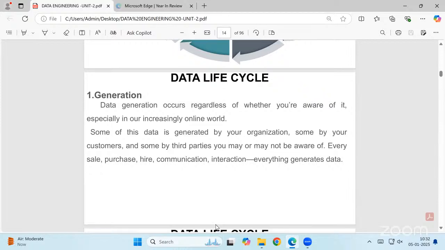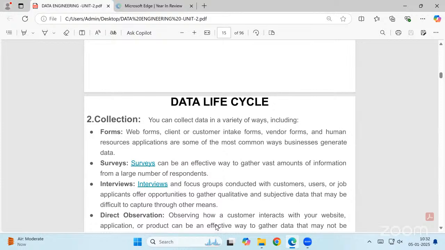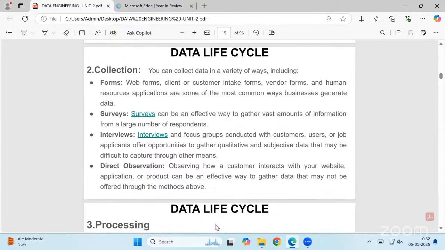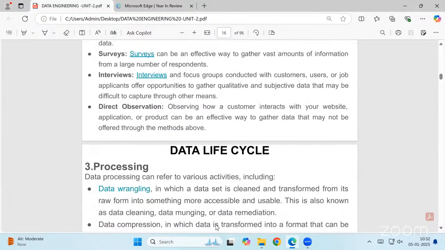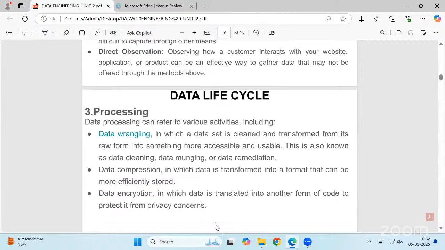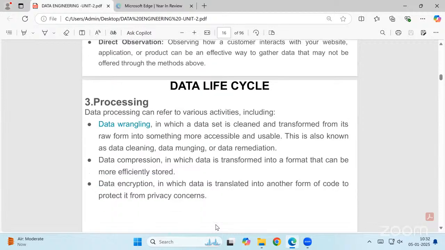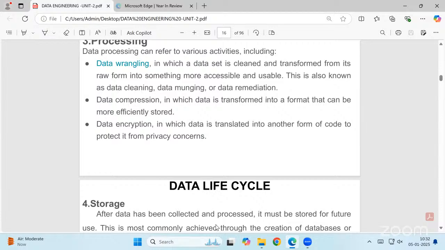And collection: how will you collect data? Direct observations, interviews, surveys, all these are the different fields where you will generate data. Next, data processing means you have to bind all those things and put them in a neat format that is understandable by analytical people.